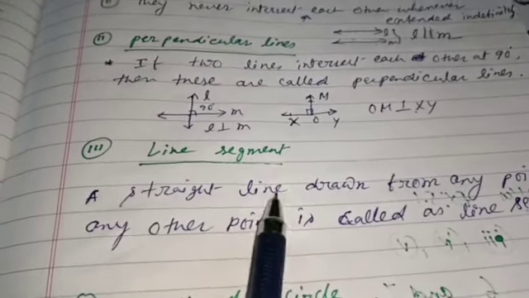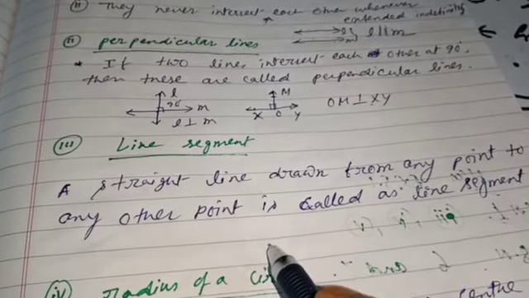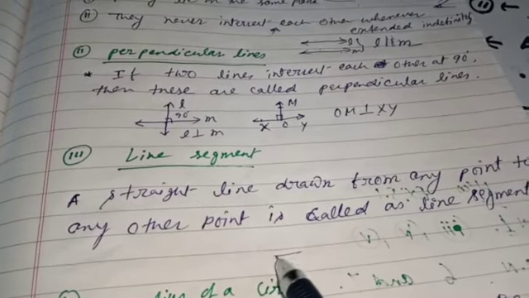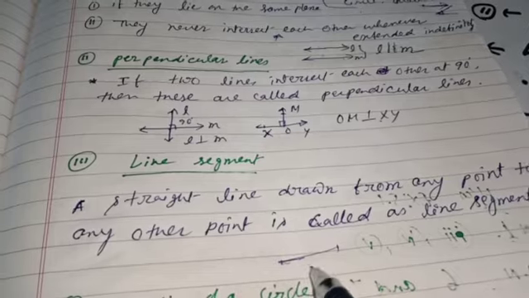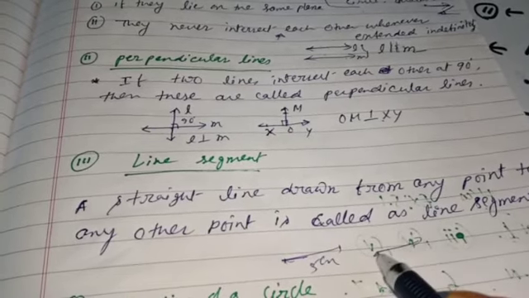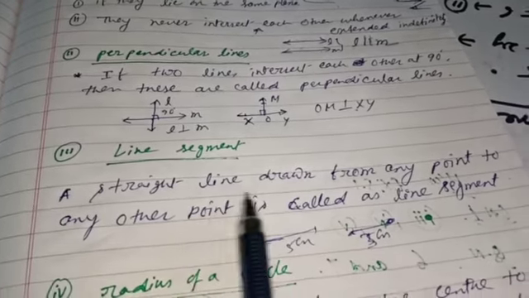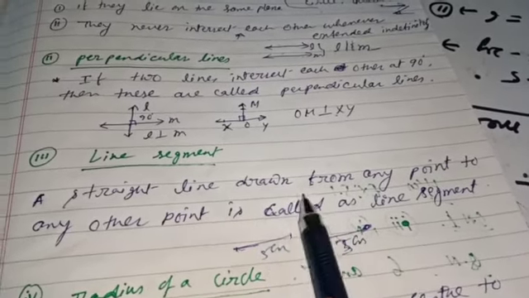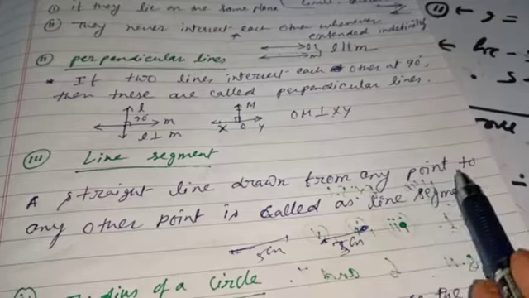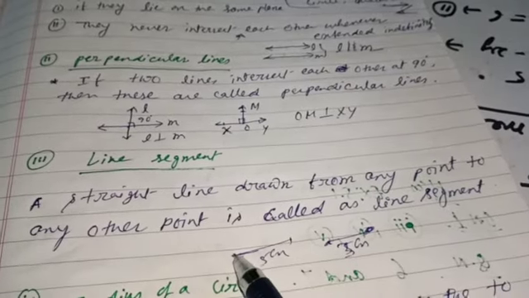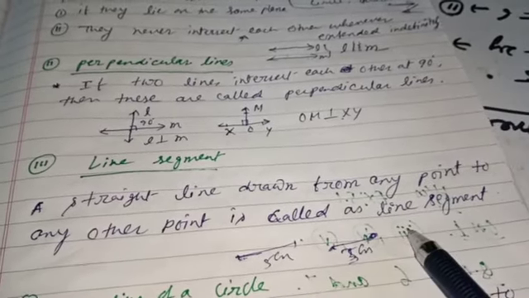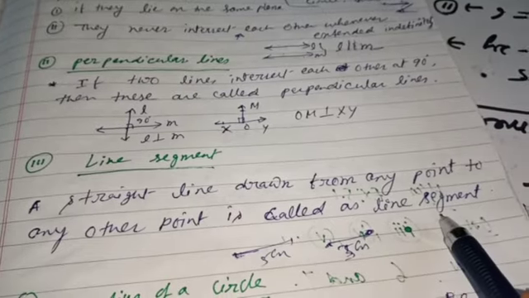Line segment. You will already know line segment. A line segment has a definite length. Suppose a line from here to here is a 5 centimeter line segment. This is also called a line of 3 centimeter. Anything which has length is called a line segment. A straight line drawn from any point to any other point. See, from this point to this point, or sometimes from this point to this point, is called a line segment.